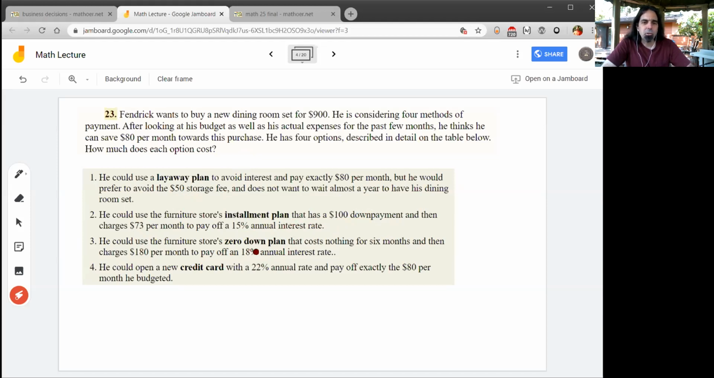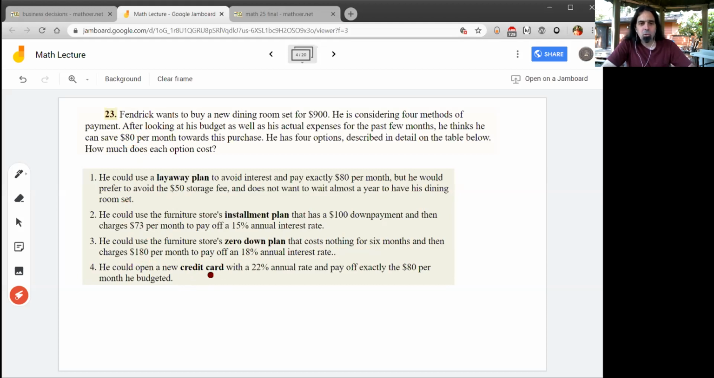He could use a zero down plan. The store has a zero down plan. The interest rate goes up to 18%. He pays nothing for 6 months. That would be nice. But then he has to pay $180 a month. So he'd have to save up enough cash for when he's paying more than 80, because that's beyond his budget.